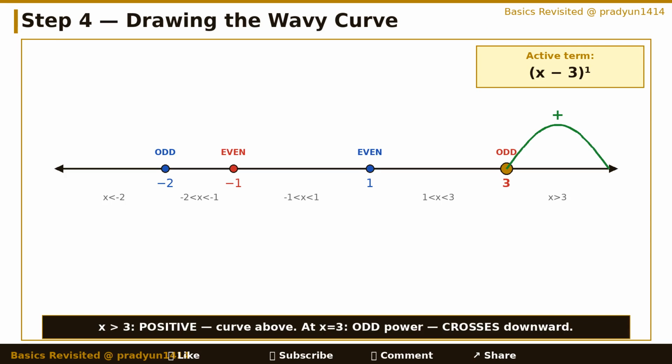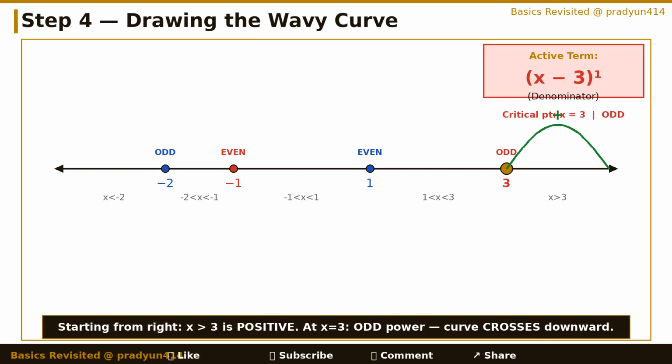Starting from the right, for x greater than 3 the function is positive, the curve is above the number line. Now at x equals 3, we have an odd power, so the curve crosses to below. Between x equals 1 and x equals 3, the curve is negative, below the line. At x equals 1, even power, the curve bounces, sign stays negative.